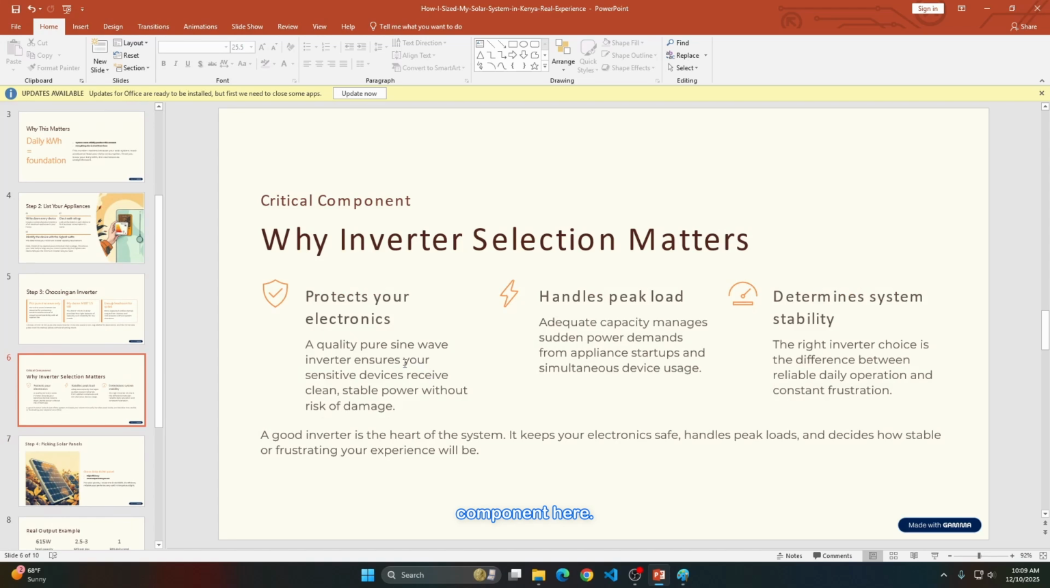So the critical component here, the inverter, is really critical for your choice because it really determines the system stability.